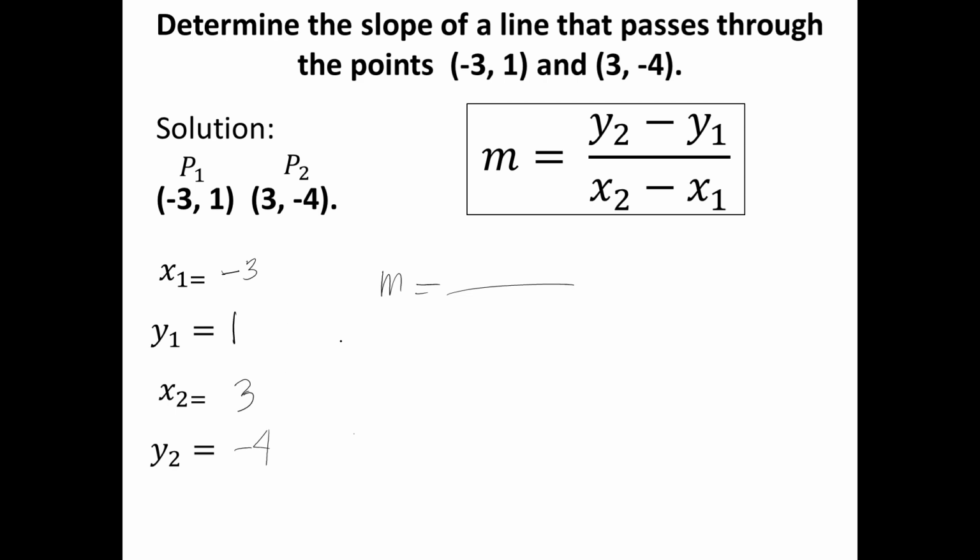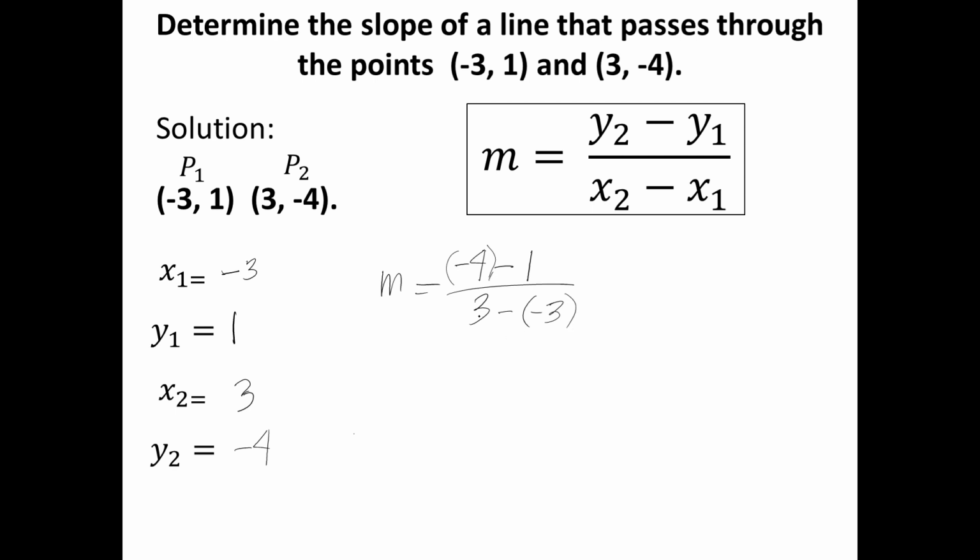So y sub 2, which is -4, minus the y sub 1, which is 1. And we have the x sub 2, which is 3, minus the x sub 1, which is -3. We use parentheses because it is negative. You can also write parentheses here, so it's up to you. It's also okay if you don't.